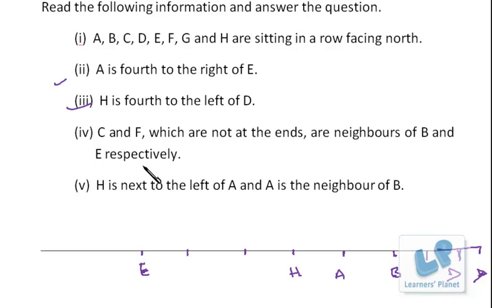So this is done. Now C and F, which are not at the ends, are neighbors of B and E respectively. C is a neighbor of B, so C should be here. F is a neighbor of E, so F is here. So now 7 members are arranged. G is left, so G should be here. Now we have made the entire arrangement. Okay, that is E, F, G, H, A, B, C, D.